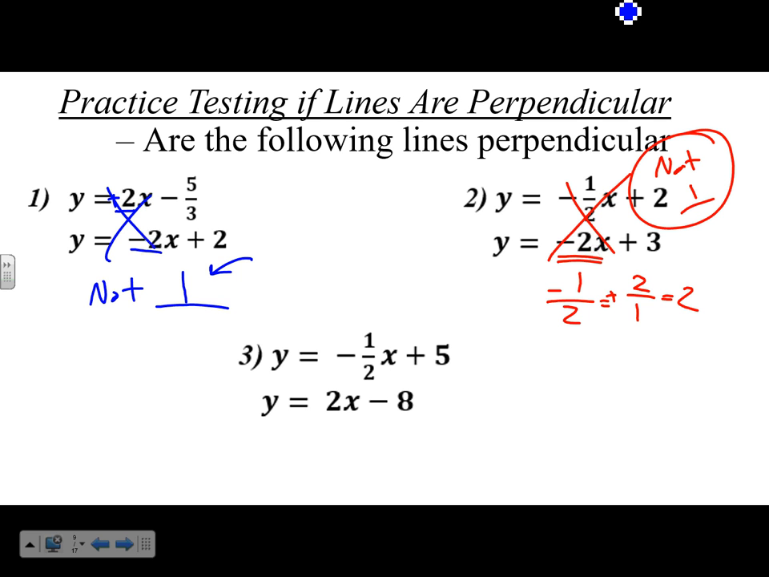So now we have -1/2 and 2x. So again, -1/2. The opposite reciprocal is +2/1, which is 2. So this one is both opposite and reciprocal, or you could do the other way around. 2/1, the opposite reciprocal is -1/2. It all is the same. So these are perpendicular.